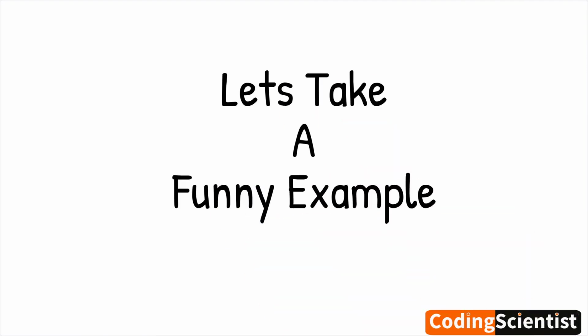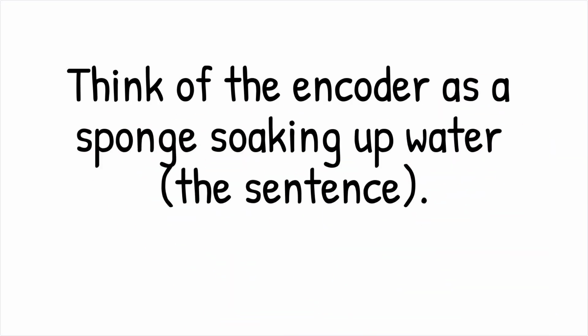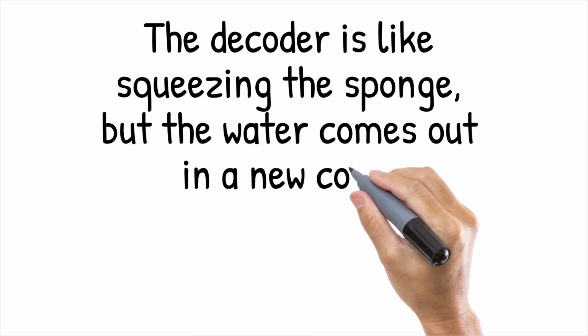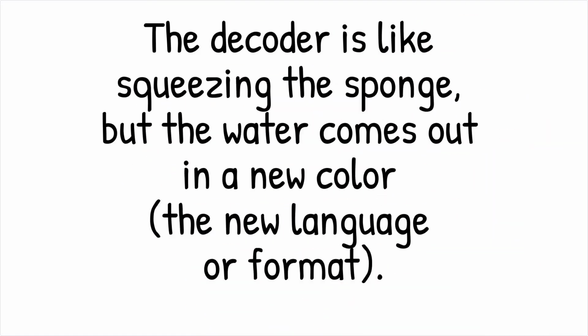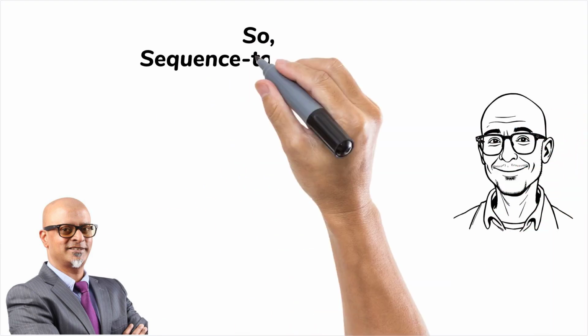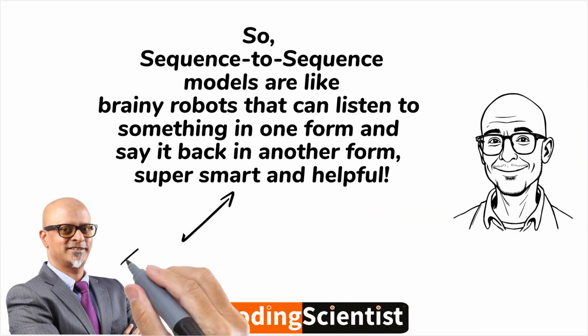Let's take a funny example. Think of the encoder as a sponge soaking up water, the sentence. The decoder is like squeezing the sponge, but the water comes out in a new color, the new language or format. So, sequence-to-sequence models are like brainy robots that can listen to something in one form and say it back in another form, super smart and helpful.